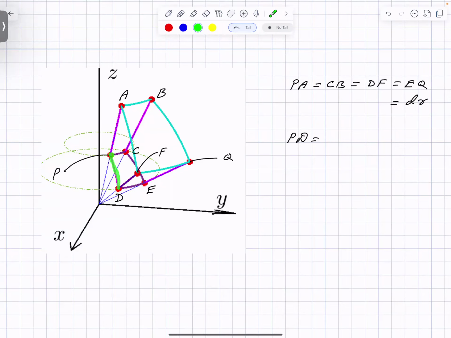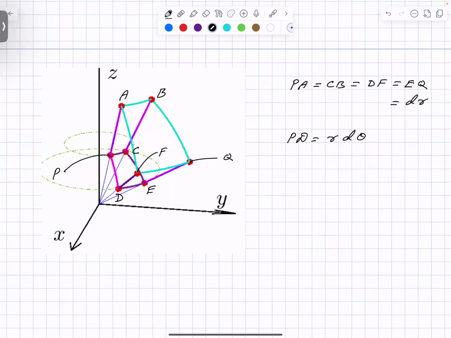But the length cannot be difference in angle. So this is an arc, right? So again, we have to use the formula for the length of the arc. So we know the angle is d theta. What about the radius? The radius is r. The radius for this point P and D, they are both r. So we know the radius is r and the subtended angle is d theta. So we have r times d theta. So that's the second type of length we have.